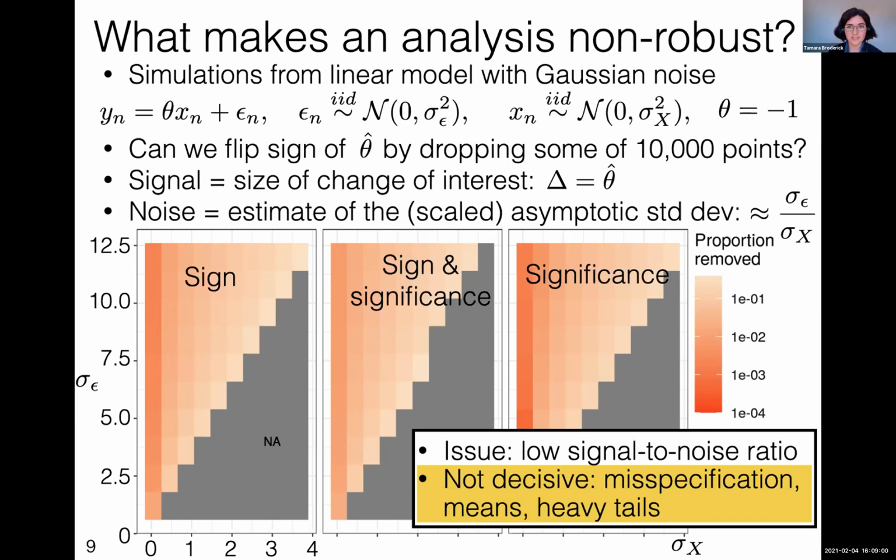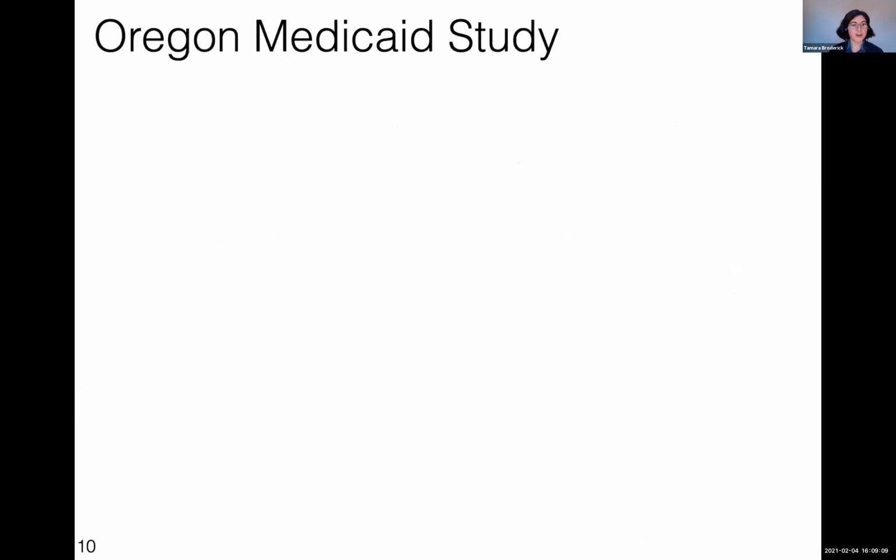Okay, so this is a simulated example. Let's check out a couple of real data examples. Okay, so there's this Oregon Medicaid study. It's super duper famous. You probably read about it in the news at some point. And we're going to see here that a small p-value is not decisive.